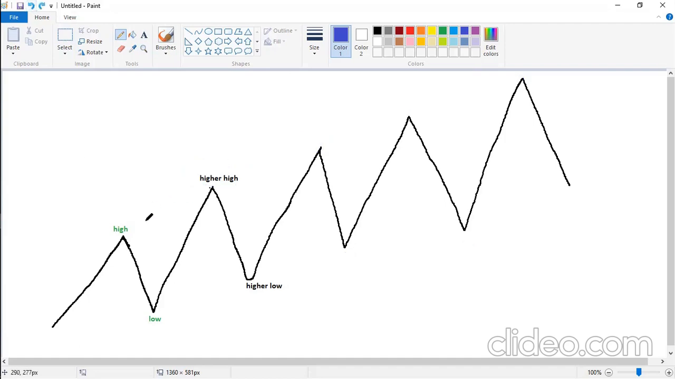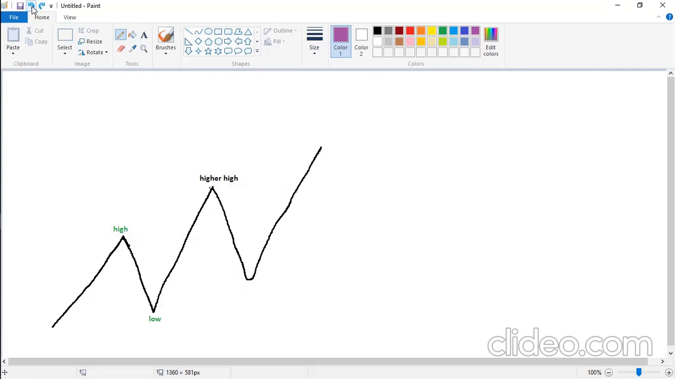As long as they are breaking these old highs, price is moving up, it's in an uptrend. What happens if the lows are not being broken? That's what you call an uptrend. Whenever we're in an uptrend, they're mostly breaking the highs.